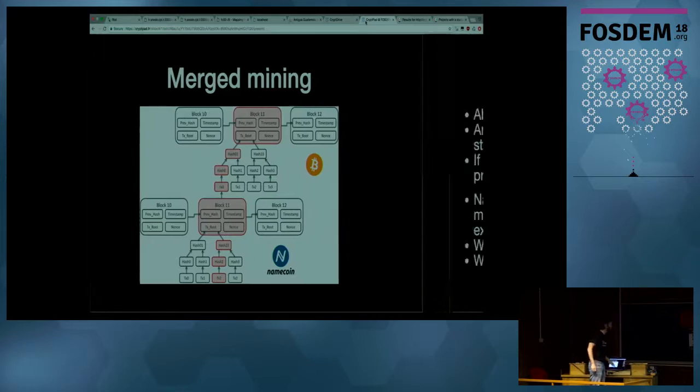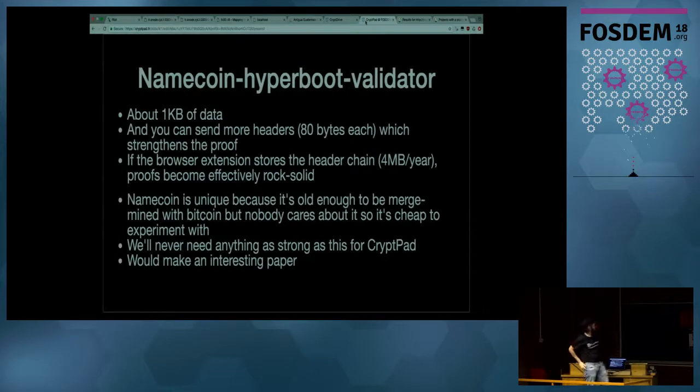And if you send more Bitcoin headers, so you can send that path, and then you can send a bunch, like 10 more Bitcoin headers, and they're 80 bytes each. They're basically free. And that makes the strength of that proof 10 times more powerful. It takes 10 times more electricity to fake that. And if we had a browser extension that just stored the header chain, which is 4 megabytes per year, then the proofs become basically rock solid.